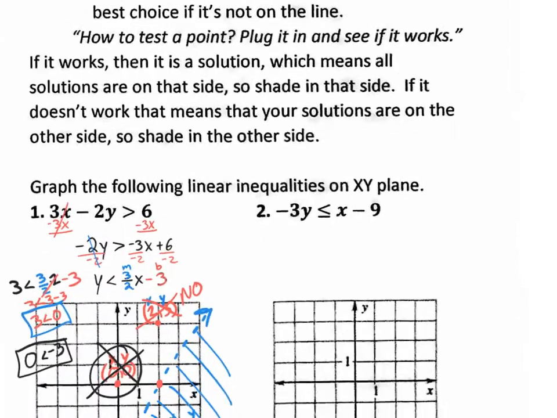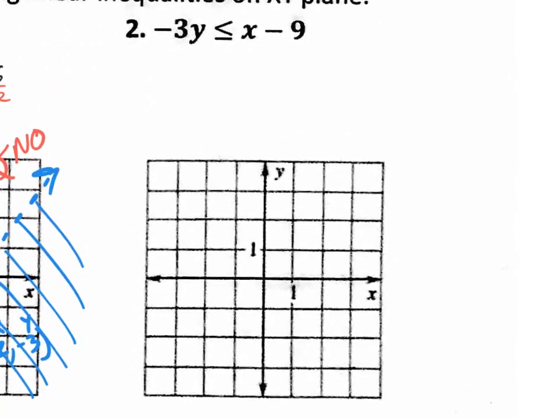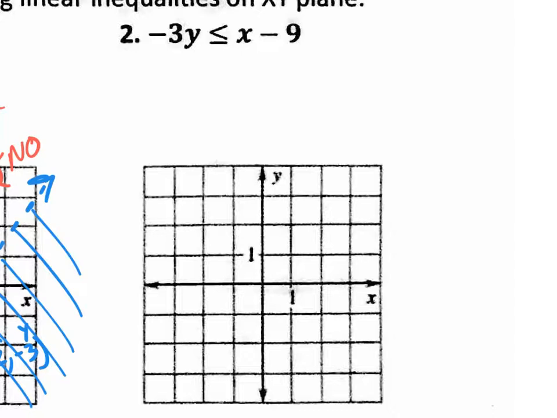So let's do this one. Let's do it rather quickly. Step 1 is to get it in slope-intercept form. What do I do to get it in slope-intercept form? What do I do? I need to get the y by itself. What do I do?